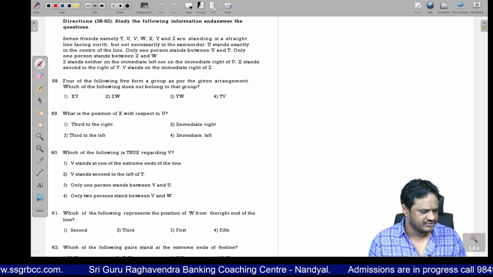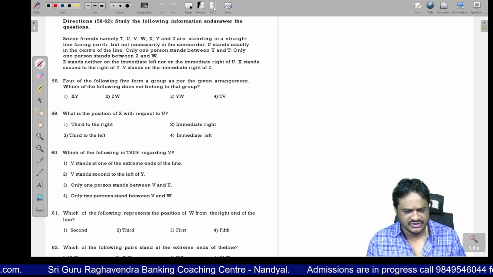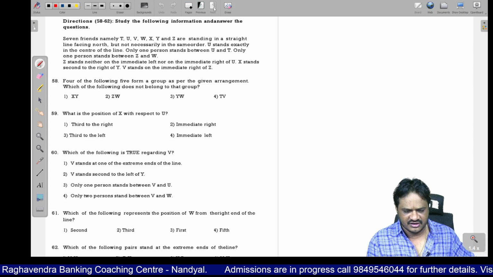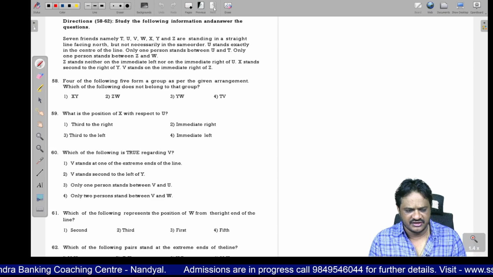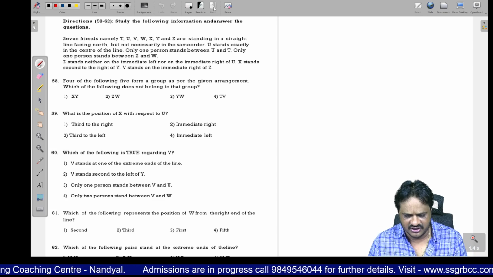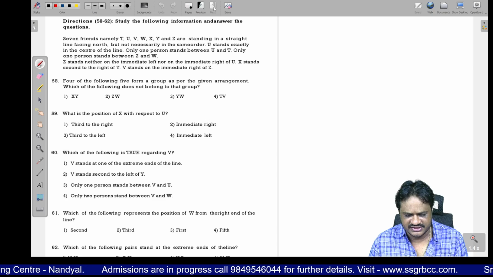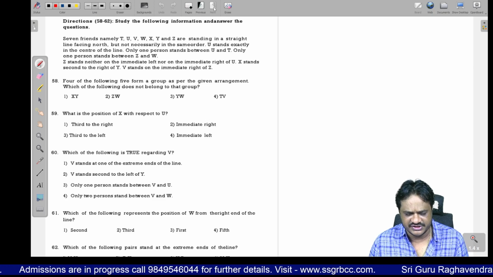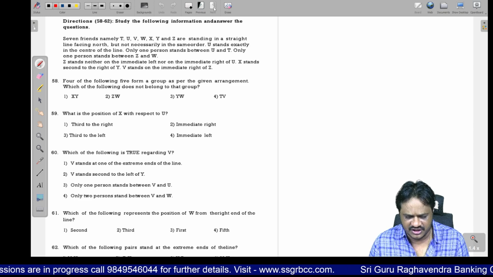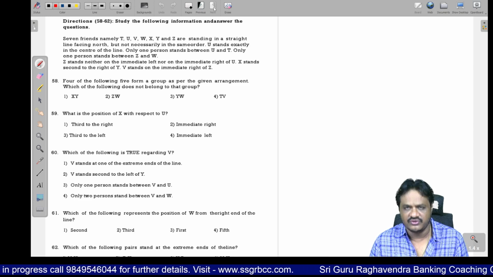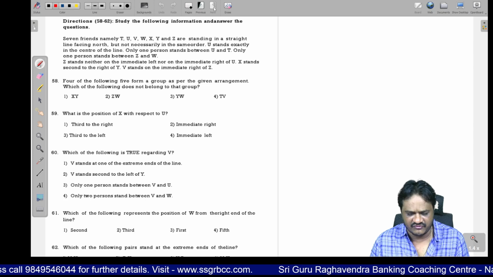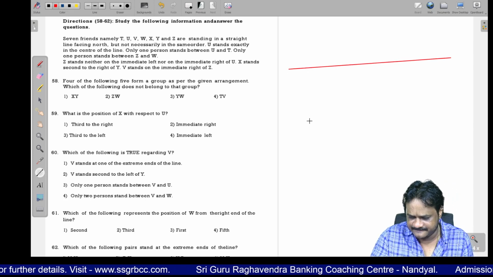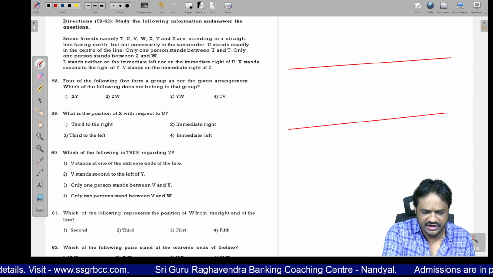Questions 58 to 62. 7 friends, namely T, U, V, W, X, Y, Z, are lying in a straight line facing north, not necessarily in the same order. U is standing exactly in the center. One person is there between U and T. Only one person between Z and W. Z is neither on the immediate left nor on the immediate right of U. X is standing second to the right of Y. V is to the immediate right of Z. So again draw one straight line. Divide into 7 parts.